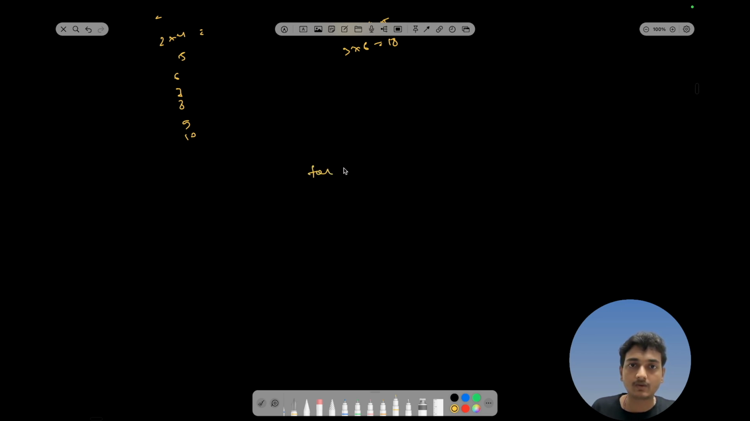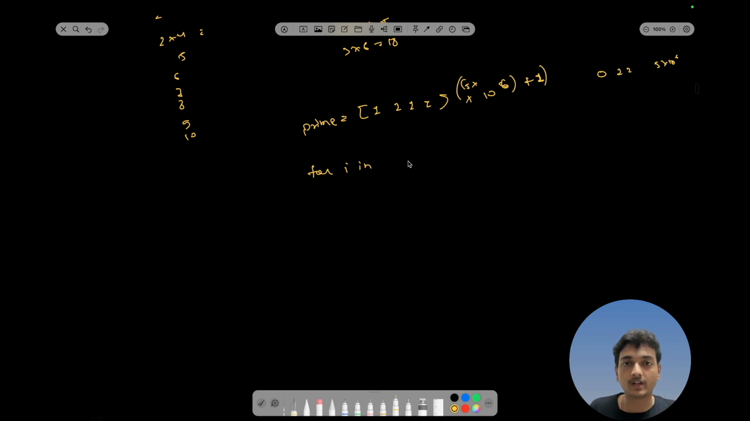What I have to do for n, I will have to define the prime array of 1, 1, 1, 1, 1. How many times? It should be 5 into 10 to the power 6 times. I will type plus 1 as well because these are indices. Indexes start from 0, 1, 2 till 5 into 10 to the power 6. So that's why I'm writing plus 1 here. So I will define the array of this size.